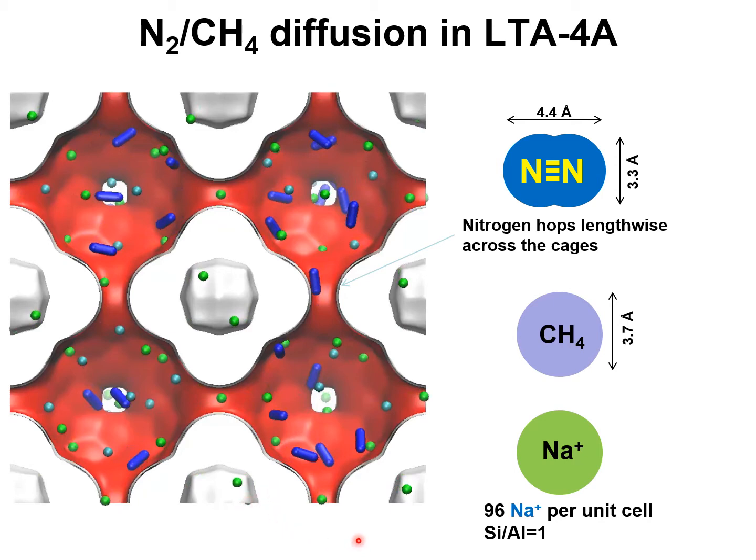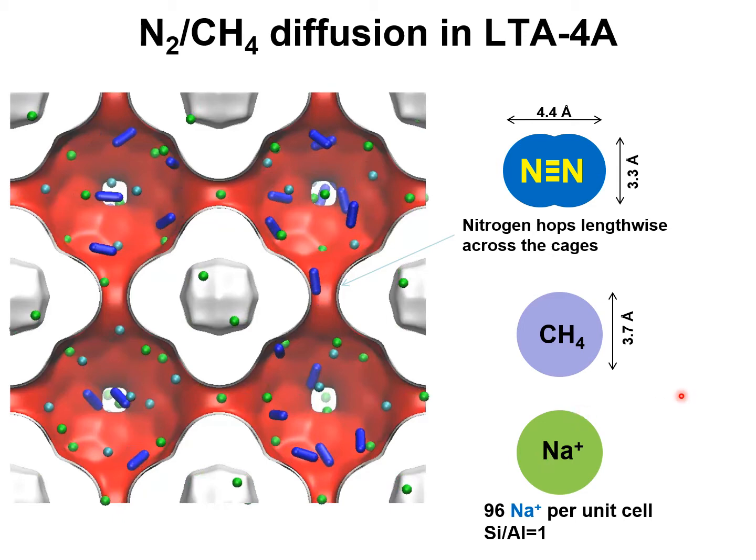in the animations. Firstly, note that the blue-colored guest molecules are nitrogen. The green-colored spheres are the sodium cations, and the cyan-colored spheres are the methane molecules. You will also note when you observe the simulations that the green-colored spheres, that is the cations, act like goalkeepers in a soccer match, trying to prevent the intercage hopping of guest molecules.